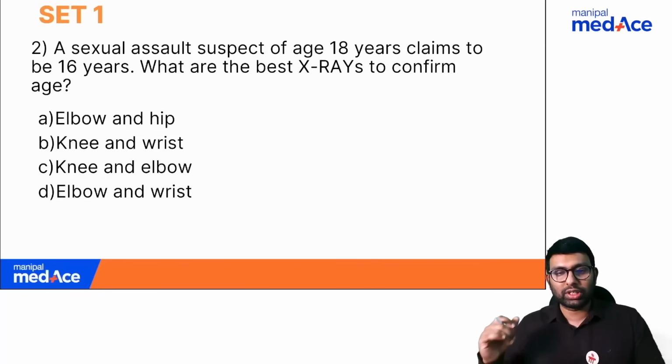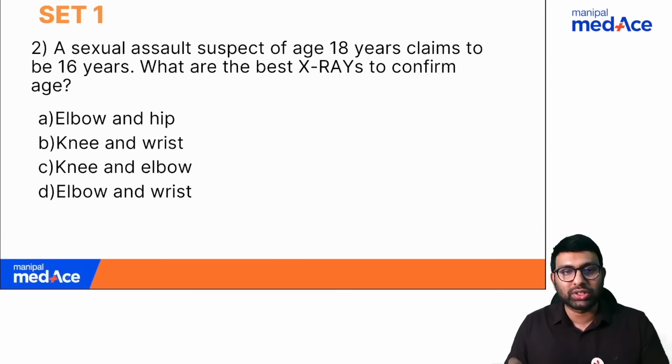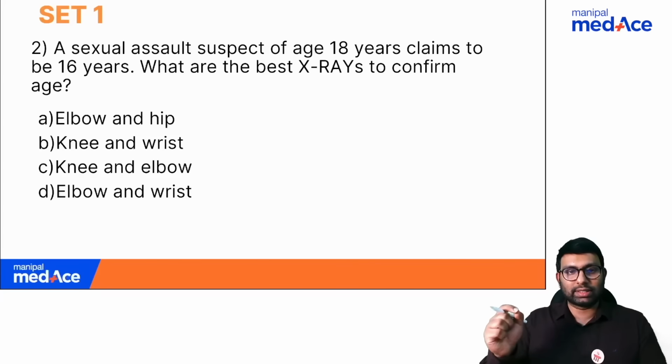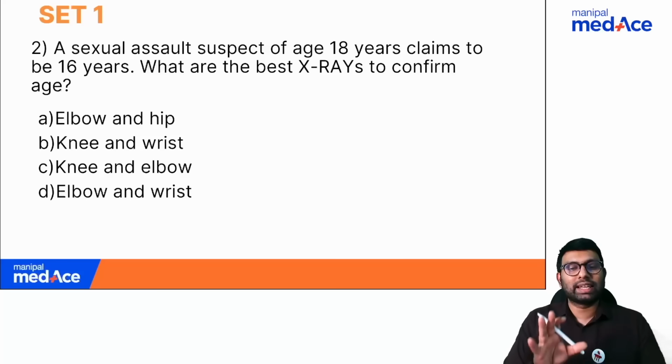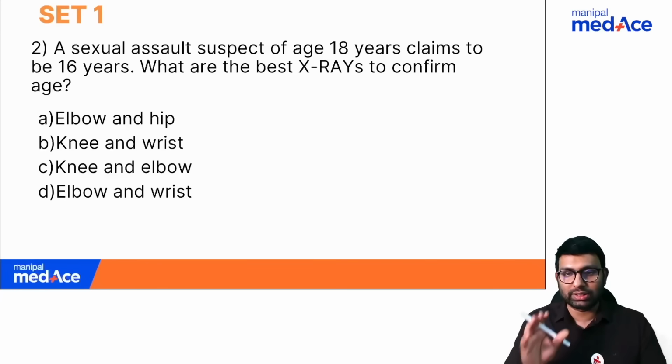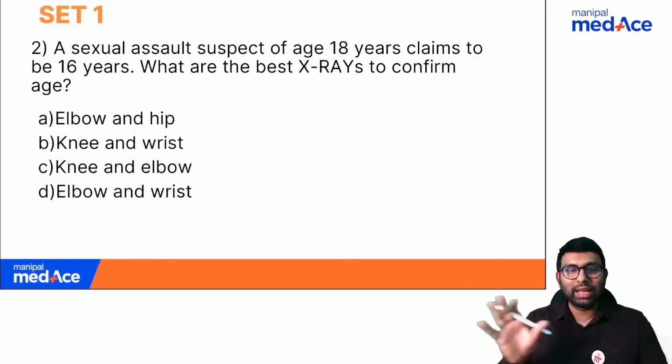The second question is more of a forensic and ortho based question, where they've told you that there was a sexual assault suspect patient whose age was 18 years, but he claims to be 16 years. Which is the best X-rays that will help you confirm the diagnosis? The options were elbow and hip, knee and wrist, knee and elbow and wrist.